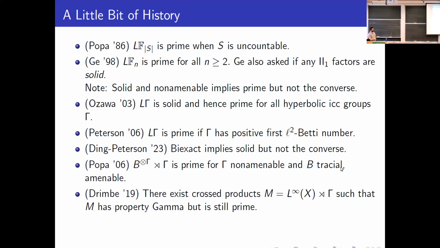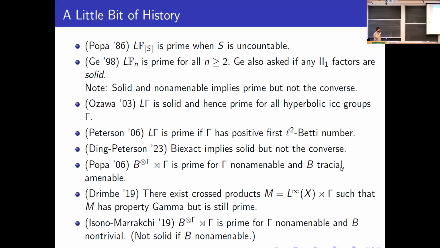And actually, I wanted to give a shout out to my academic older sibling, Daniel Drimbe. So he actually proved that there exist cross products that even have property gamma. So this is somehow getting pretty close to being McDuff, right? McDuff, I said, has non-commuting central sequences. Gamma means you have central sequences, so necessarily these central sequences are all going to commute. But he's still able to prove primeness for pretty specific types of groups and group actions, but still. And he actually proved more than this. He actually proved a prime decomposition theorem related to this.